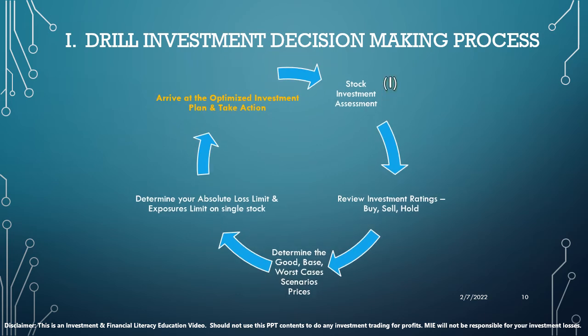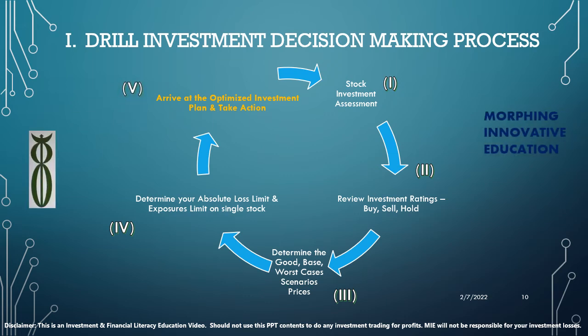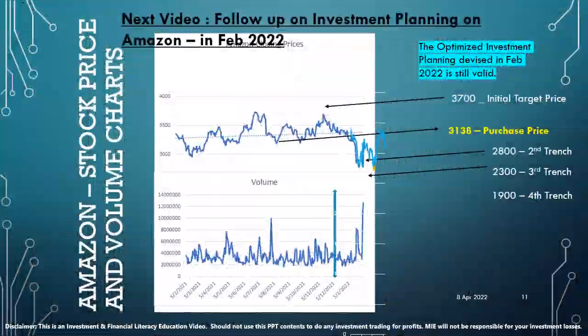Okay, just a reminder, we have gone through the stock assessment process and the investment review rating table. And you can make up your own by modifying a bit, and you have your own methodology. Okay, in the next video, we will talk about the next 3 steps. We will follow up on the Amazon example that we talked about in February. So the optimized investment plan also worked exceptionally well.